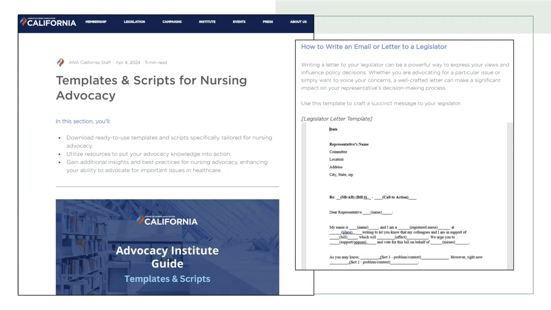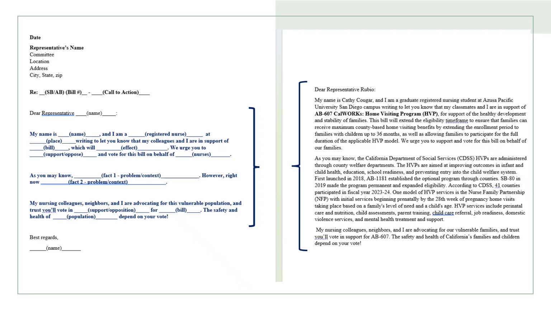If we look at the templates and scripts and scroll down about halfway on that page, we get to this section, how to write an email or letter to a legislator. It gives us a template that we can use and fill in the details to make it specific to what we want to communicate. Once you have the template, highlight it and paste it into a Word document because it's a lot easier to edit it there.